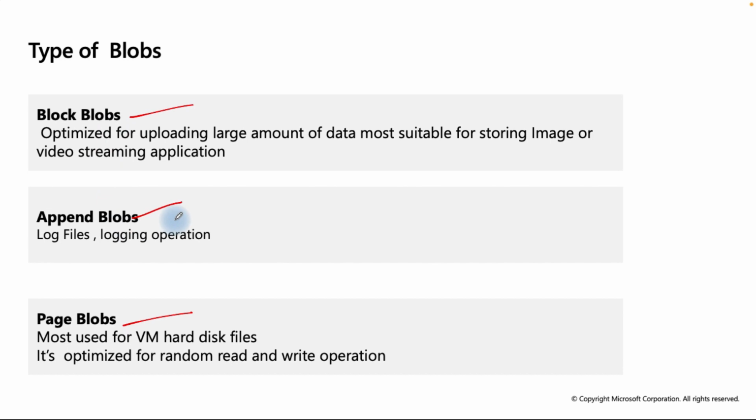Okay. Append blobs are for log files, logging operations only. For example, if you have application logs, you can use append blobs. Okay. Page blobs are mostly used for VM operations, VM hard disk files, because they are optimized for random read and write operations. So now I think you understand the types of blobs: block blobs, append blobs, and page blobs. Okay, so we will go for the next slide.